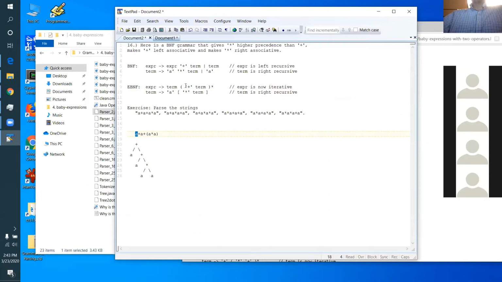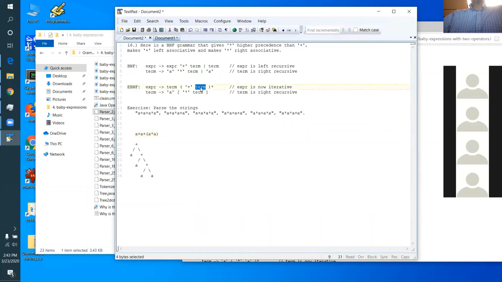Now we do a plus term. We do the same thing again. For this term, a term is an A with a possible star after it. But this A doesn't have a star after it, so that term is only the A. Now we've got A plus A. Now we do another iteration of plus term. That's this third plus.